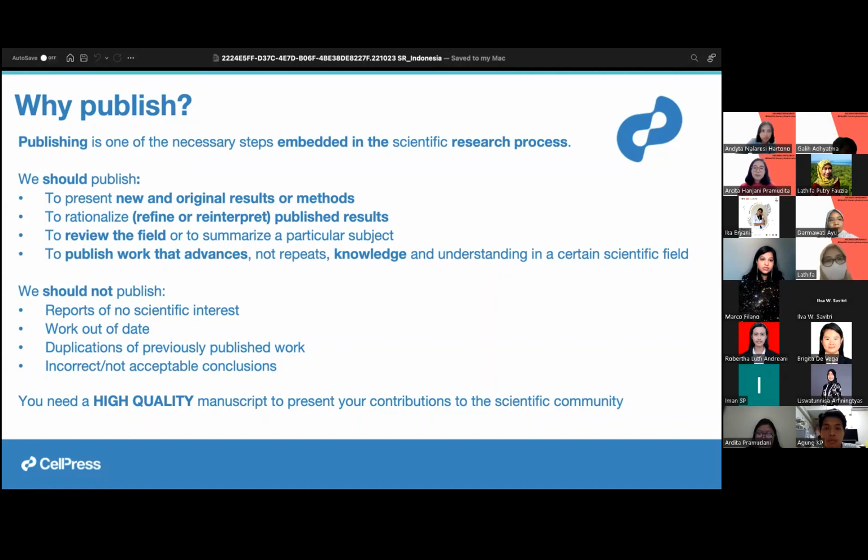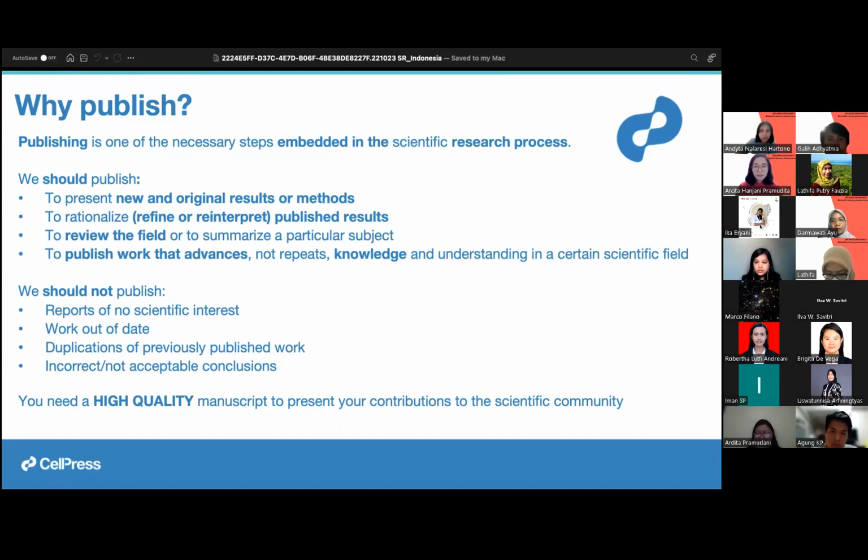And what sorts of things should you be publishing? Some of these are fairly obvious. You want to be publishing new or original results, new methods, something that advances the scientific field. Maybe something's already been published, but your work helps to clarify it, analyze it in greater depth, or provides a new interpretation, a new way of thinking about it. Maybe you want to publish a review article, to summarize the state of a particular field or provide a comprehensive review so that people who don't necessarily know about the field will get an idea of the latest developments. And as I said, you want to publish work that advances scientific knowledge, not repeating it. Basically, you want to move the scientific discussion forward.